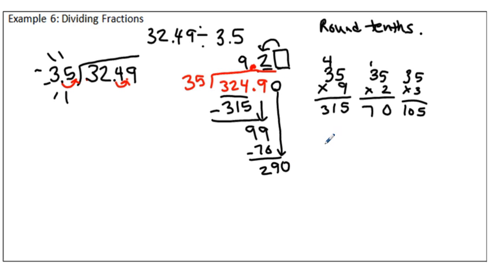35 goes into 290. So 35 times 9 is 315. So 35 times 8, 40, 24, 28. Ooh, that's great. So I'm going to put an 8 here, and I'm going to stop and round because my directions tell me to round to the nearest tenths. So my final answer is 9.3.